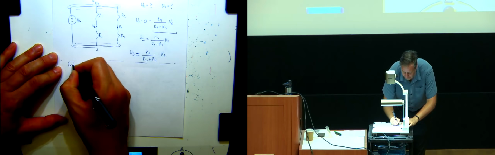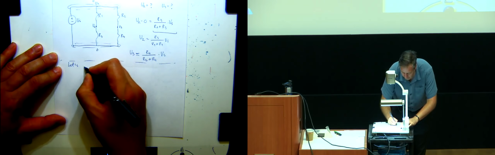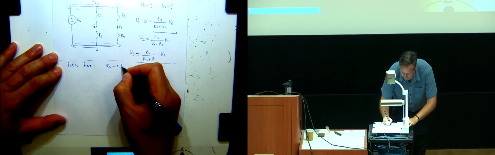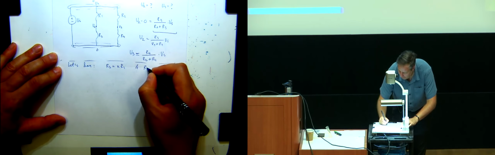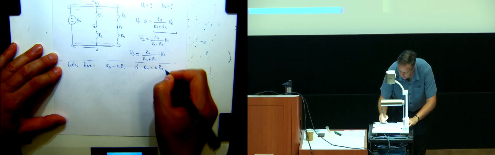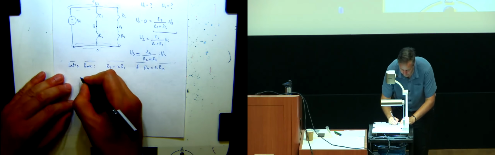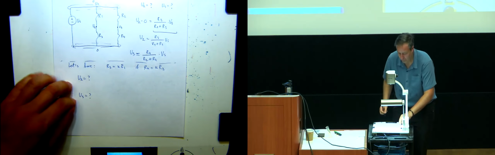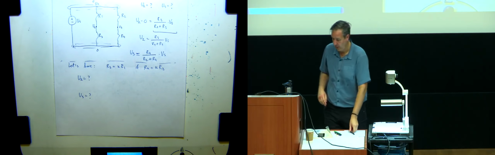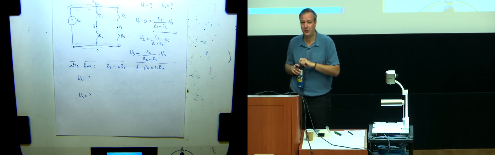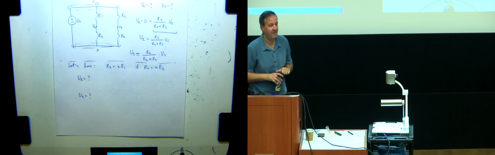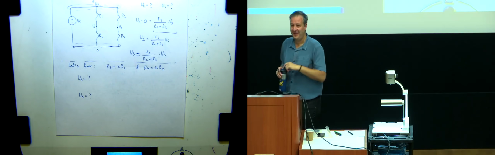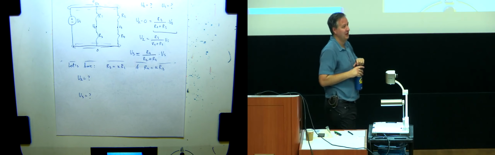So let's have that R3 equals KR1 and R4 equals KR2. Okay? What is U2 and what is U3? Talk a little bit to your friends and let me know. You can introduce yourself and say hello. Let's figure out what U2 is.